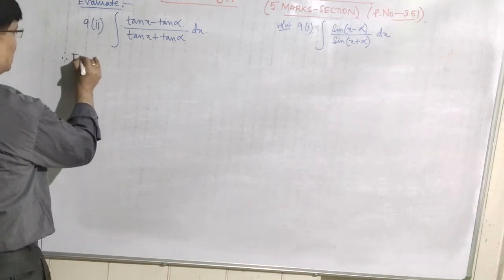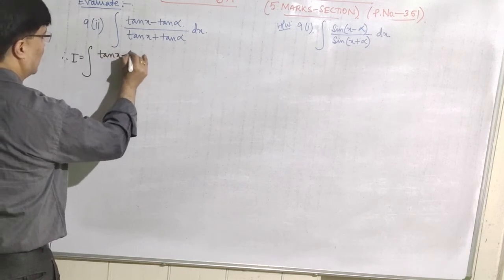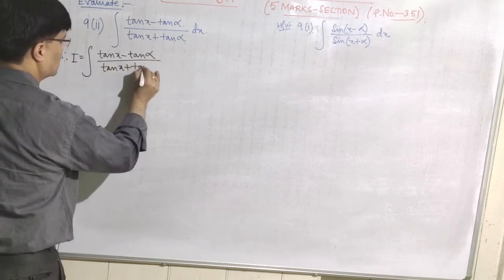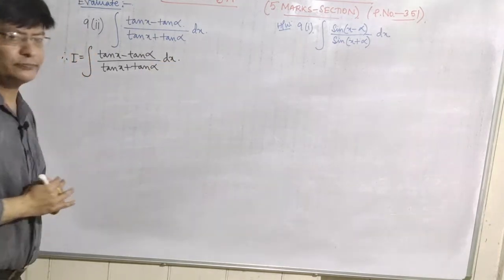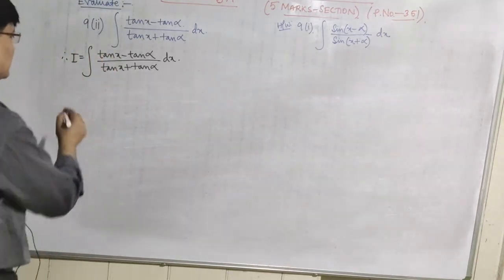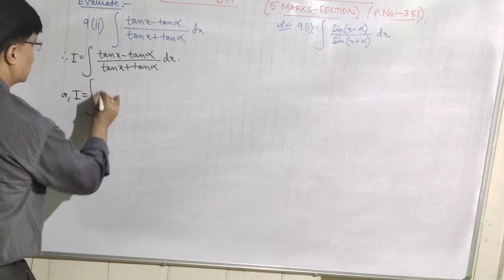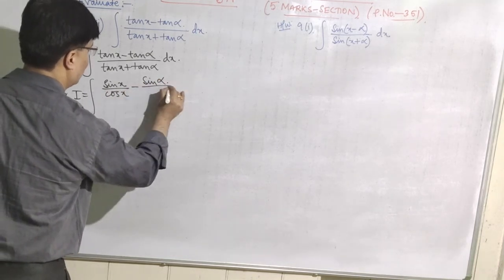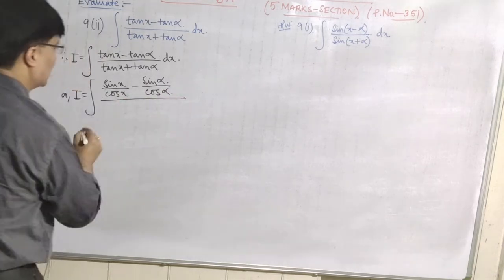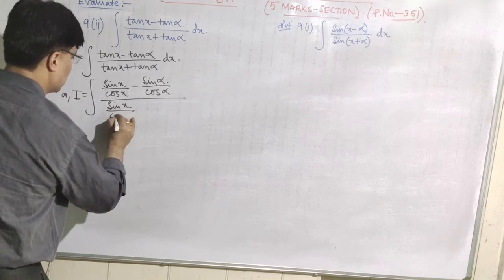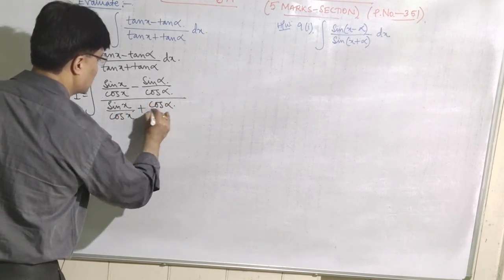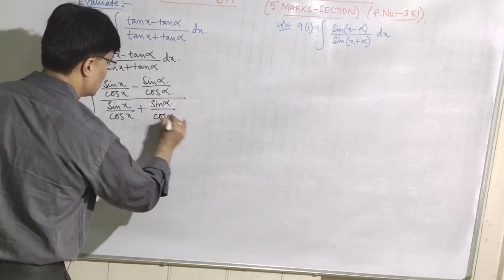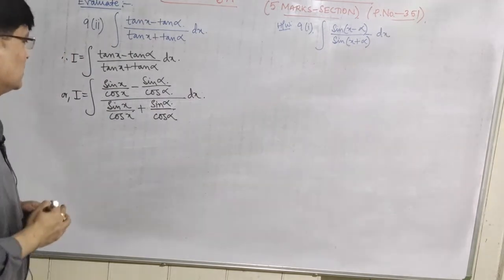So here let us write I is equal to the integration of tan x minus tan alpha divided by tan x plus tan alpha dx. So let us simplify it first. Let us convert it into sine and cos. Tan is sine by cos, isn't it? So it is sin x by cos x minus sin alpha by cos alpha divided by, in the denominator also you can write sin x by cos x plus, what is tan alpha? Tan alpha is sin alpha by cos alpha. So it is dx. Is that understood now?